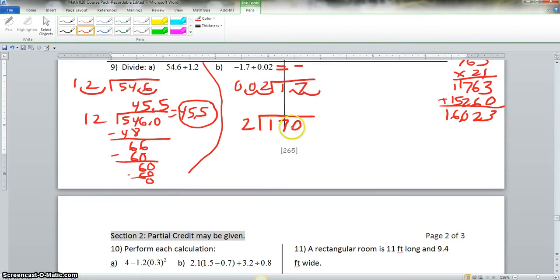Now we know 2 goes evenly into 170, so we don't have to put a decimal here. 2 goes into 17 8 times. 8 times 2 is 16. 17 minus 16 is 1. Bring down your 0. 2 goes into 10 5 times. 5 times 2 is 10, and we add 0. So our final answer here would be a negative 85.